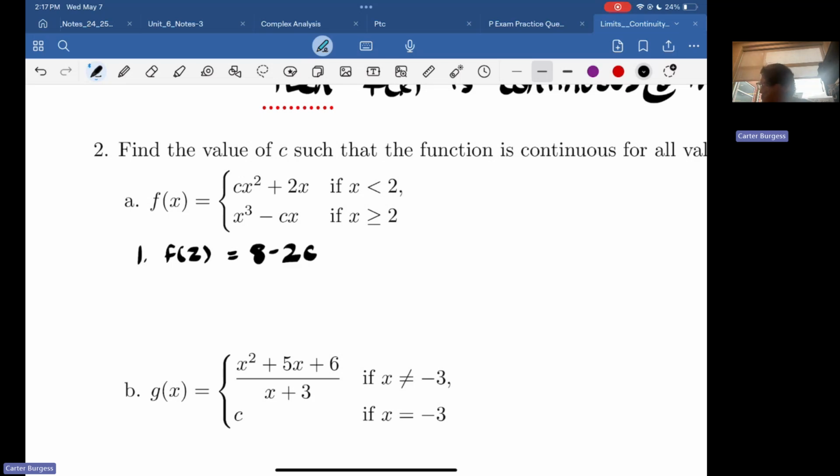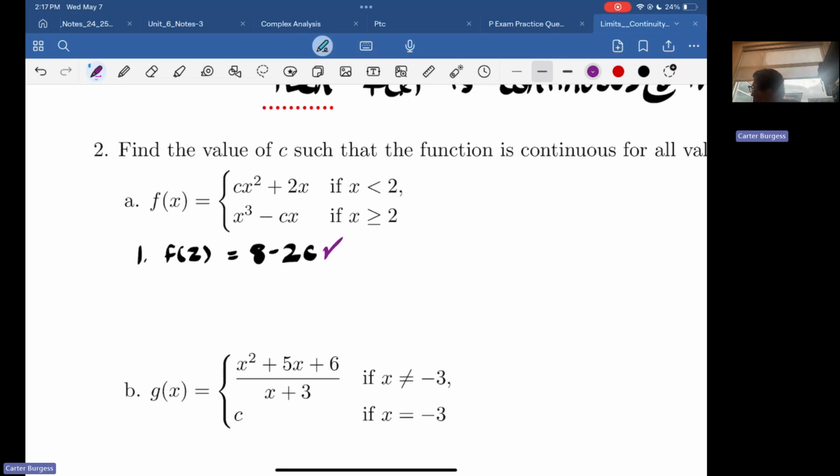Eight minus 2c, replacing the x's. Perfect. Regardless of what value I pick for c, is this going to exist? Yeah, c is irrelevant. That's certainly going to exist. We'll check in with that value of c here in just a moment and see what's going on.